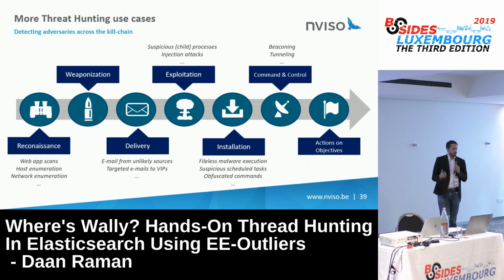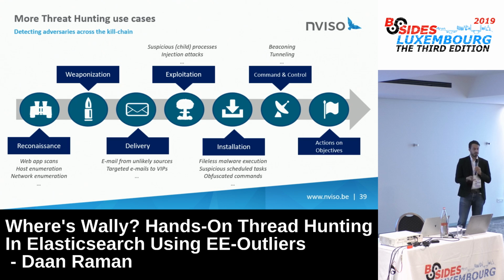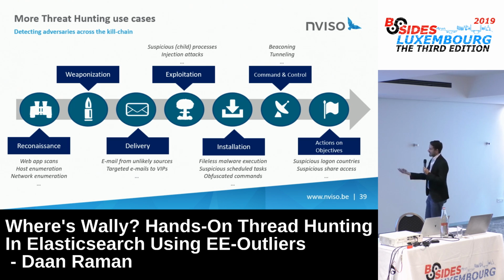Beaconing and tunneling. We didn't cover tunneling here, but you can also look at statistical properties of the size of a packet or of a session. That's something you can do. And then actions on objective, stuff like the suspicious logon countries, a suspicious share access. I think you get the idea. You can plug in this framework across the kill chain.